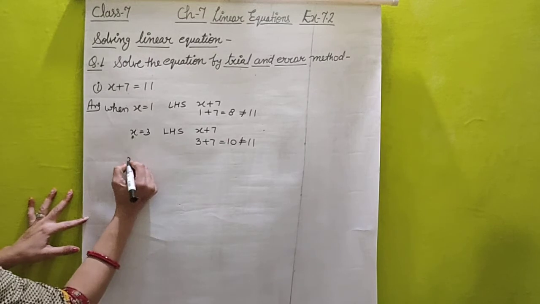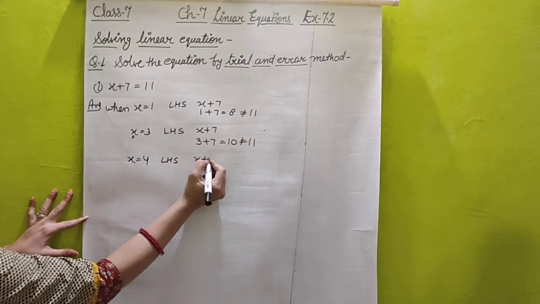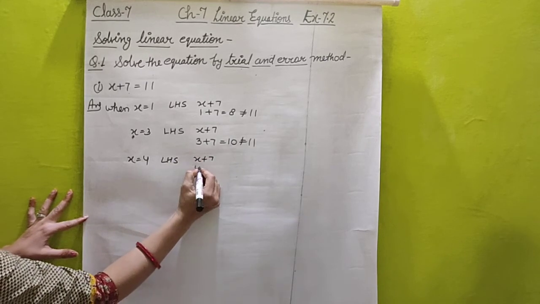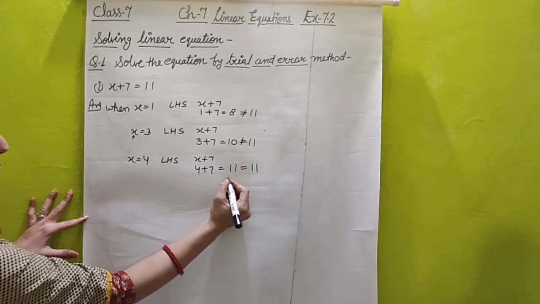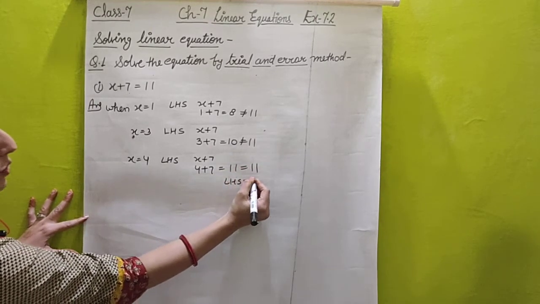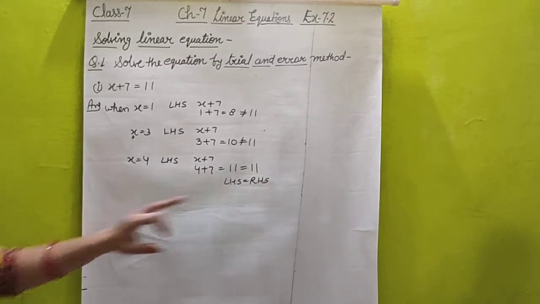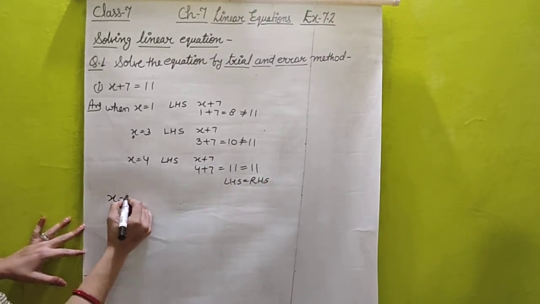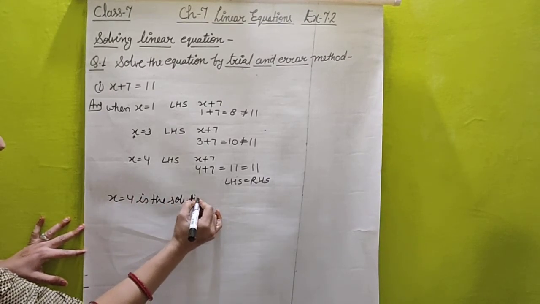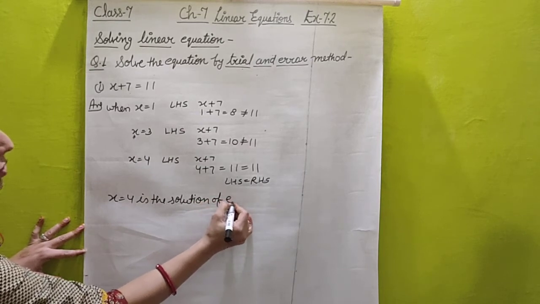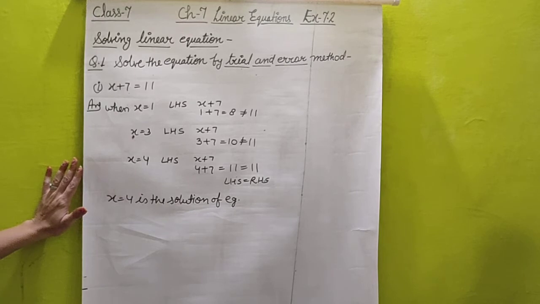One more value I am taking, x is equal to 4. Now LHS part, x plus 7, in place of x, 4 plus 7, this is 11, and this is equal to 11. Here LHS is equal to RHS. It means x is equal to 4 is the solution of the given equation. So this, students, is the trial and error method.